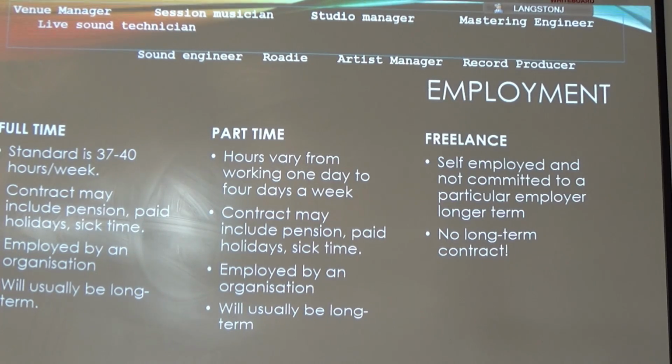Up here I've got a few different roles that you might want to write down, or pause the video, and see if you could allocate them to the different employment types: full-time, part-time and freelance. And then it's really important to state why. Why is it good that that role is linked to that type of employment? So, could a session musician be full-time, part-time or freelance? Why is it important that they are a specific type? What would it help with? Really try and answer that question and use the roles above: venue manager, session musician, studio manager, mastering engineer, live sound technician, sound engineer, roadie, artist manager and record producer. Have a think about what they might be linked to in terms of employment.